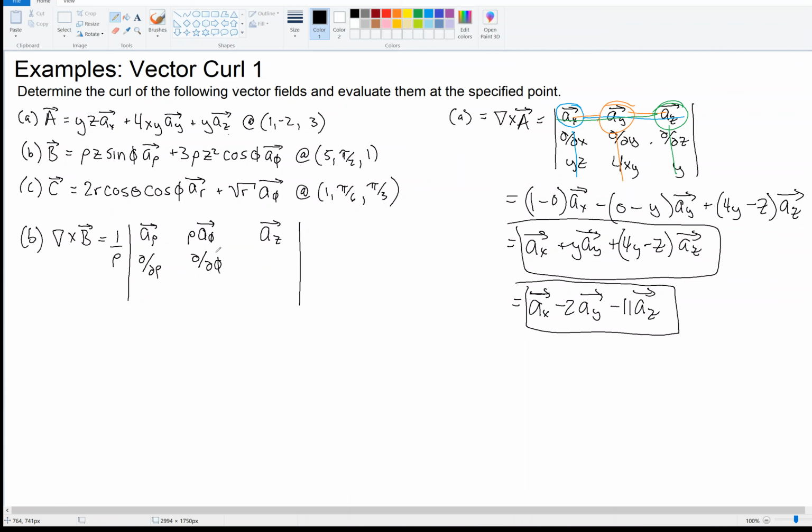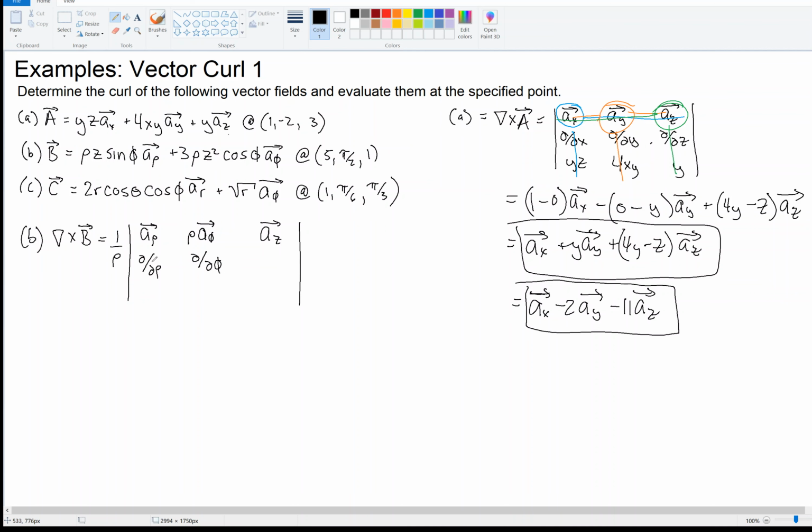Okay, then in the next row, this is what you would expect, right? Just the partials, and then in the following row we put our vector field. So here is the phi component. So I'll put rho z sine phi there. Now in the next spot here, I put rho times the phi component.